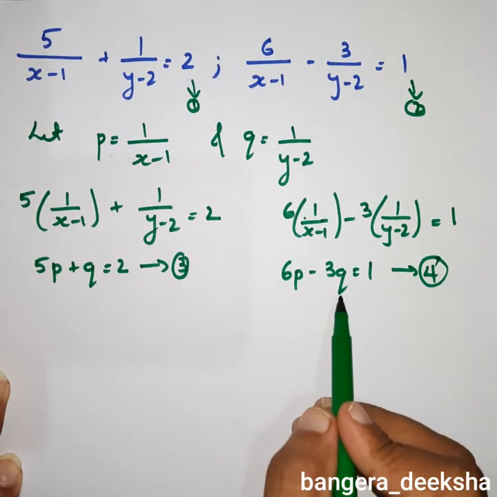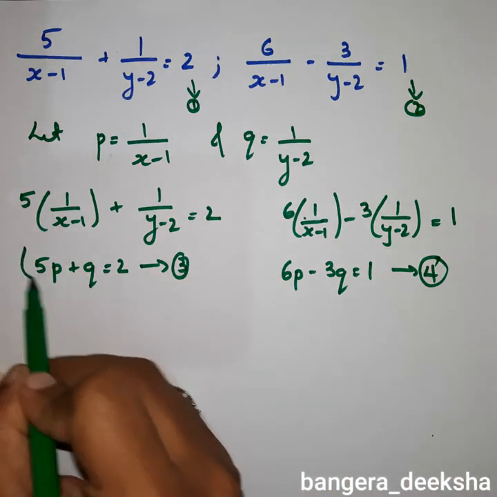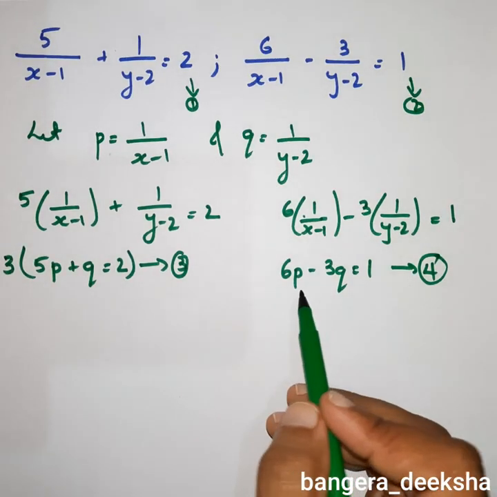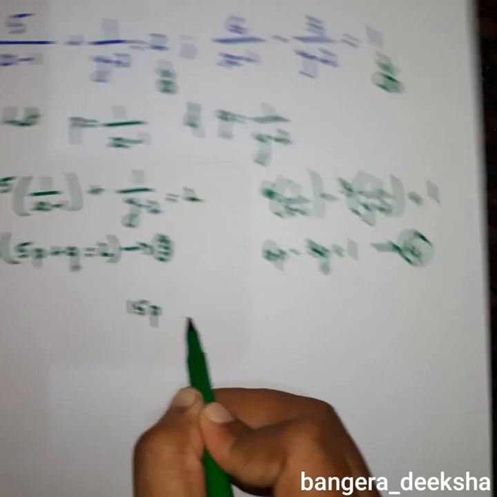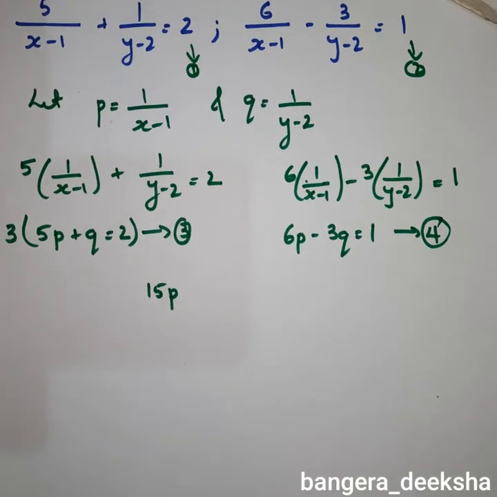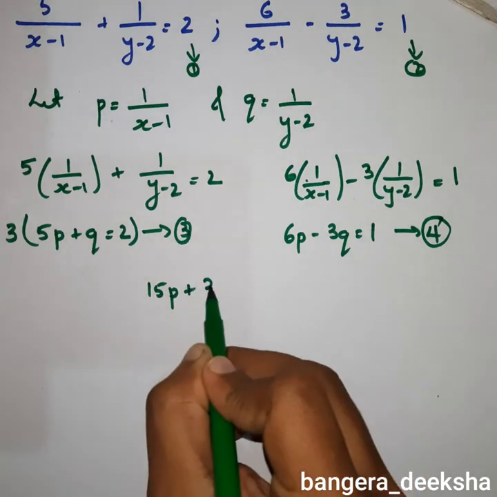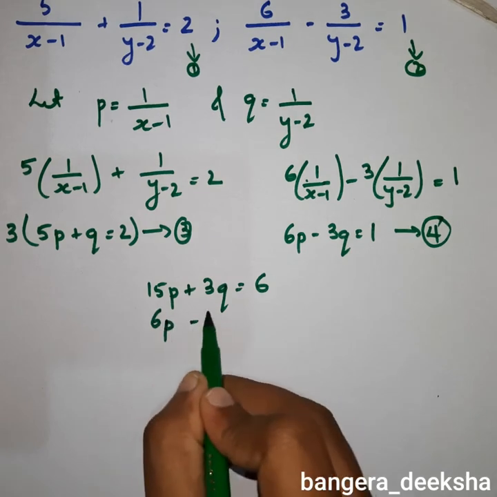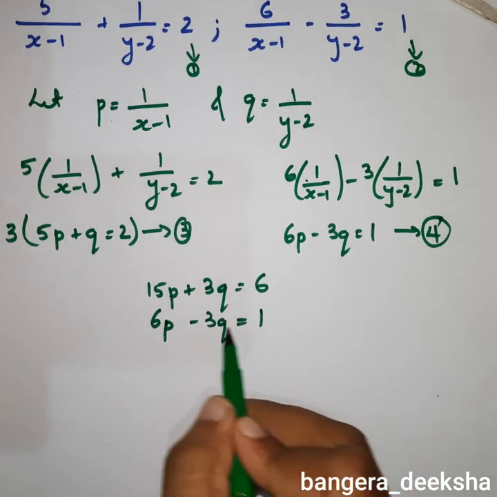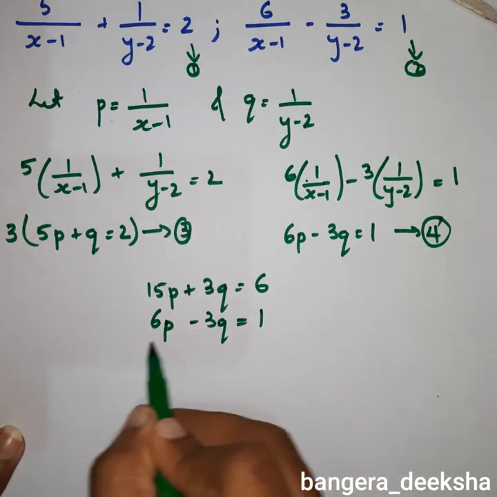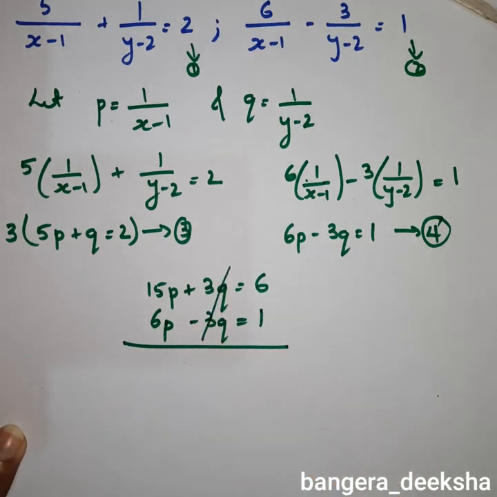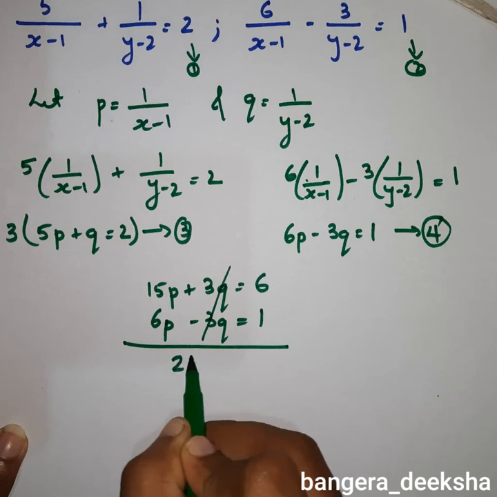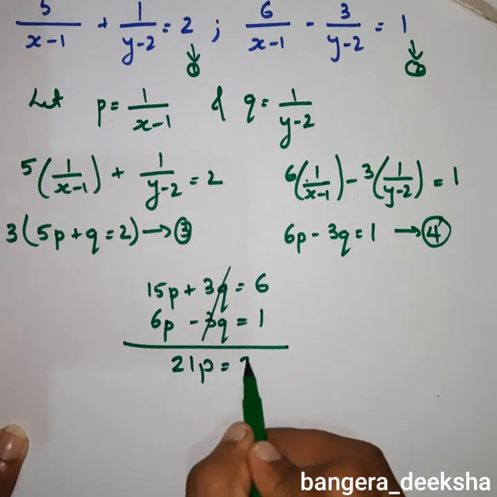I'll eliminate the variable q. So I'll multiply this number with 3, whereas this will remain as it is. So I'll get 15p plus 3q is equal to 6. This equation as it is, 6p minus 3q is equal to 1. So plus 3 and minus 3, it will get cancelled directly. So I'll add. So here this is getting cancelled. So 15p plus 6p will give you 21p. 6 plus 1 will give you 7.